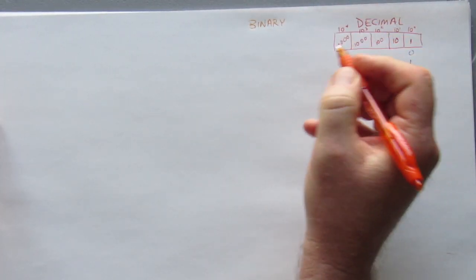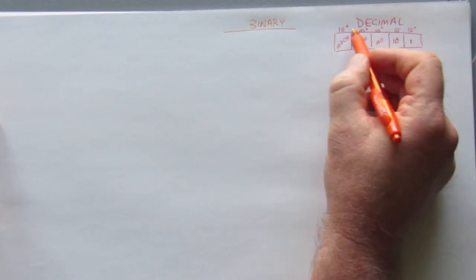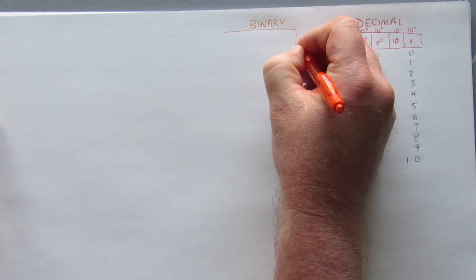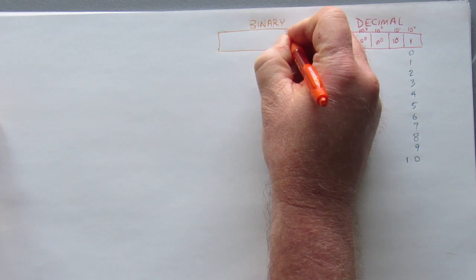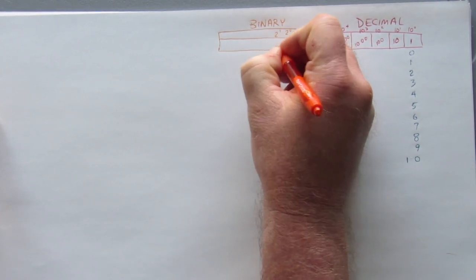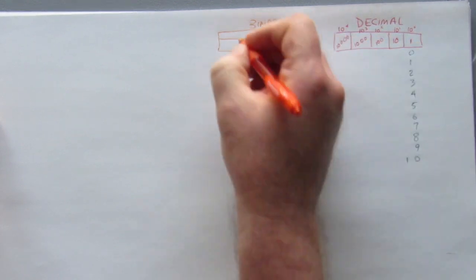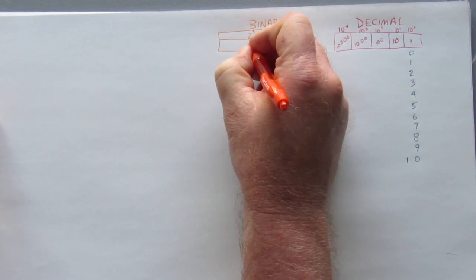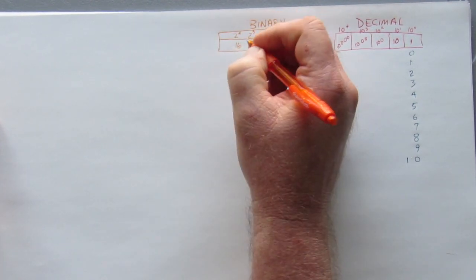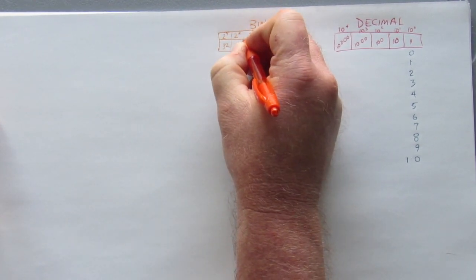The word binary means 2. Decimal means 10, so you notice that each one of these is the exponent of a base of 10. This is going to be everything to the 2nd power. 2 to the 0th power is 1s, 2 to the 1st power is 2s, 2 to the 2nd power is 4, 2 to the 3rd power is 8, 2 to the 4th power is 16, 2 to the 5th power is 32, and that goes on and on.